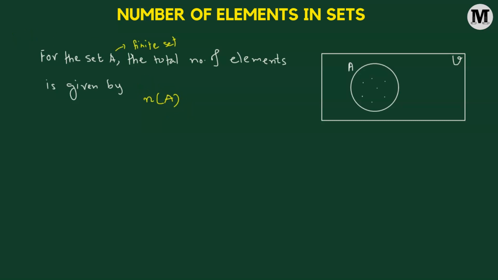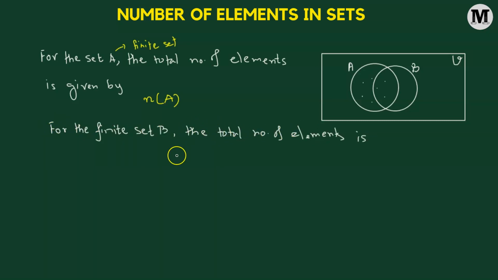Okay, now we're going to consider another set B. Also, set B is going to be a finite set. The other set B is overlapping with A. We'll come back to that in a moment. So for the finite set B, the total number of elements will be n of B. Okay. Now, once we are familiar with the idea, let's take a quick example.